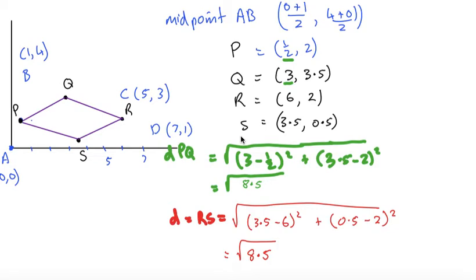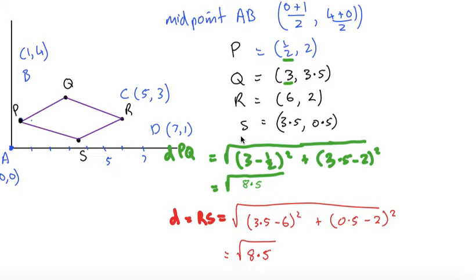So this is part 2 of that question. I found the distance from PQ is the square root of 8.5. I don't need to work it out as a decimal, as 2.9, but you can. And the distance from RS is also the square root of 8.5. So I found that those two are the same.